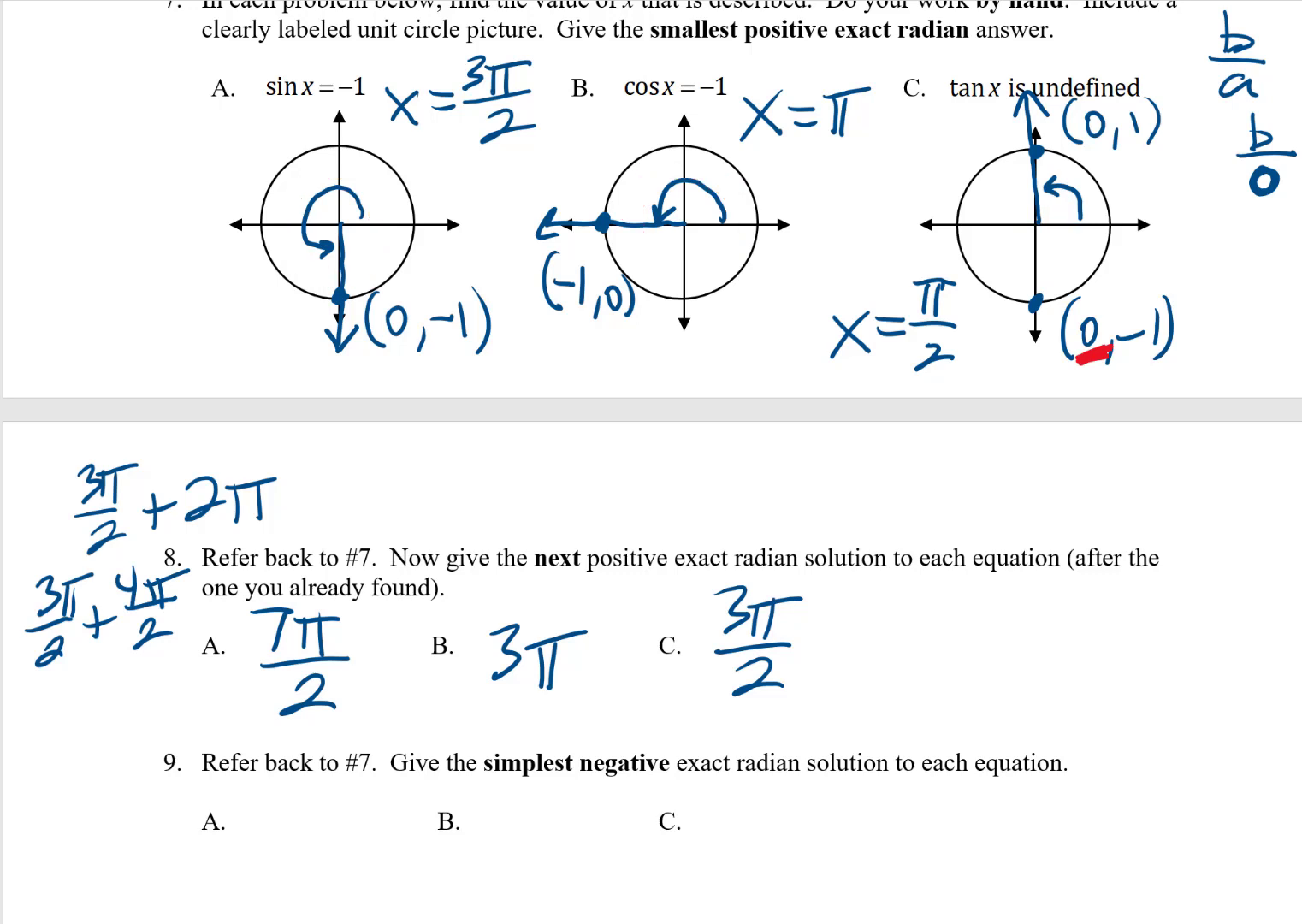And then number 9 says, let's try this again, but give the simplest negative angle we can find. Well, in part A, it would just be that angle right there, which is negative 90 degrees, or negative pi over 2. Part B, I would just have to rotate this direction, so negative pi. And then part C, the first negative angle spot I would find would be right here. And so again, that would be negative pi over 2.